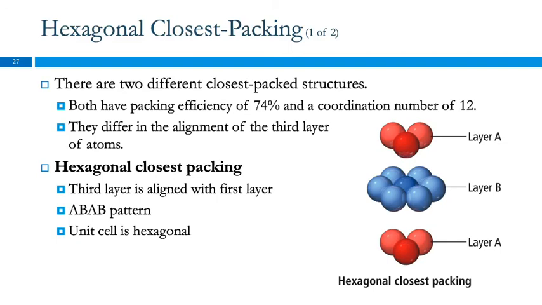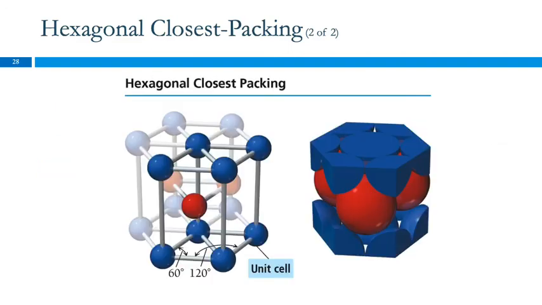There are two closest packed structures. They have the same packing efficiency. They have the same coordination number. The difference is in how the third layer is arranged. So the hexagonal closest packed, which is not a cubic unit cell, but it's a hexagonal cell. Here we have the first layer and the second layer, and the third layer is exactly the same as the first layer. So we call this an A-B-A pattern. This unit cell is hexagonal rather than being cubic.